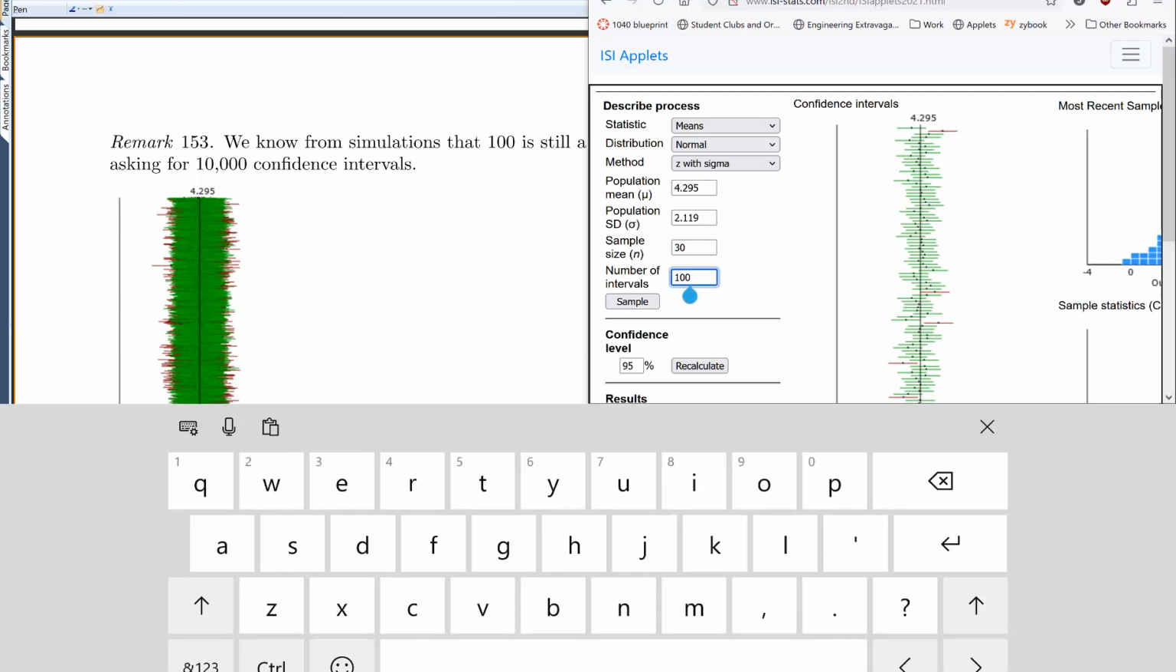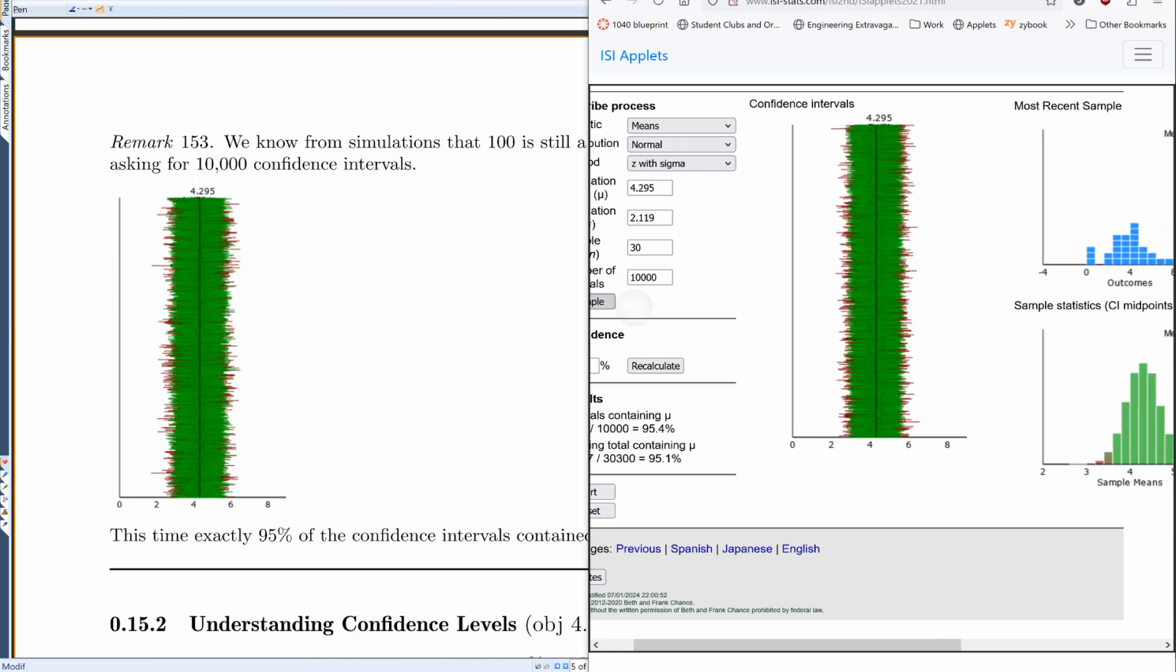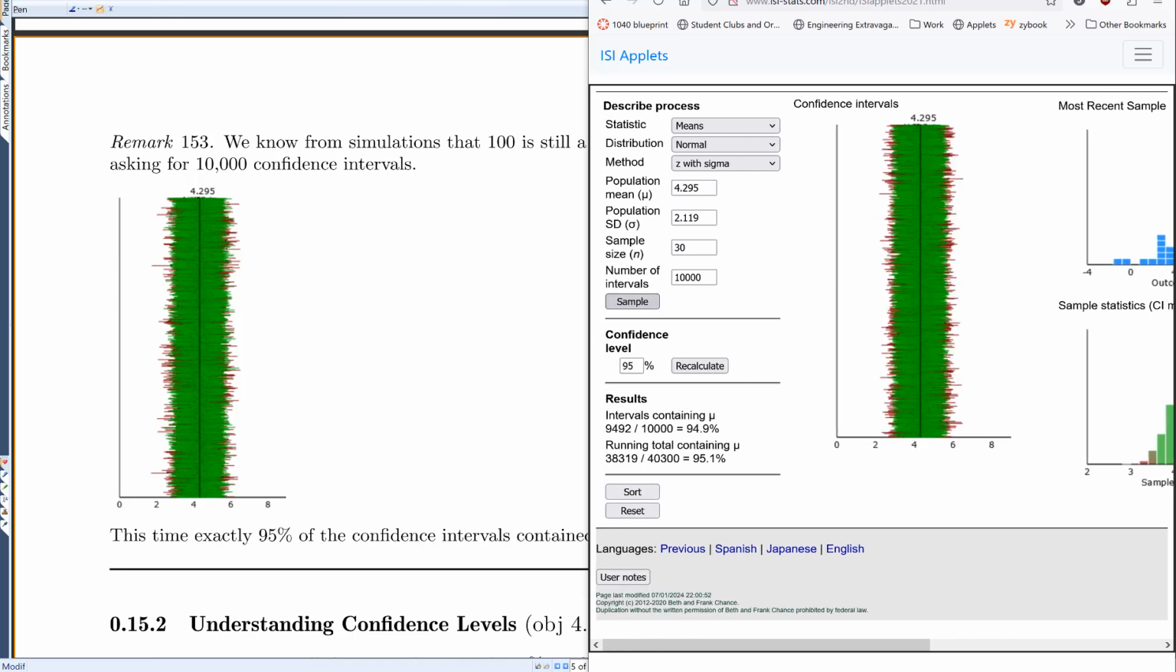And we could try that here to see. So I asked for 10,000 intervals. Notice this time it's at 94.8%. But if I keep trying, I'm just going to get closer and closer to exactly 95%. So now out of my over 20,000, I'm exactly at 95%. And as I keep going, if I get more and more samples, I'll just hover right there around 95% of my confidence intervals that are actually accurate.